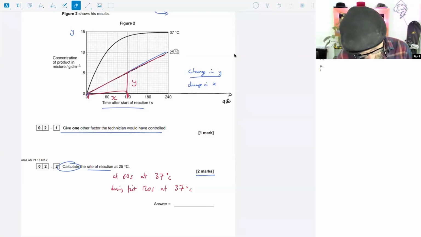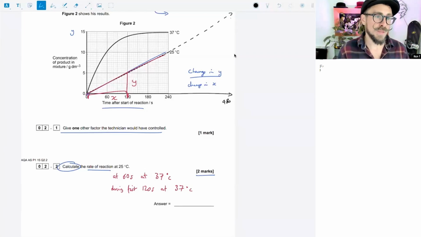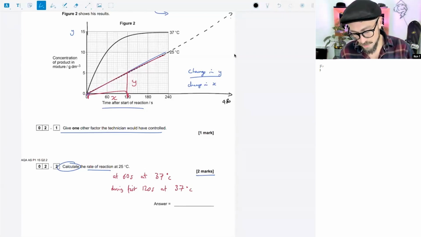Okay, let's get rid of all these scribbles. Okay, so it's a straight line. It's going to carry on as a straight line. Is it going to carry on up here? Obviously, we would need our extended y-axis. When is it going to plateau?